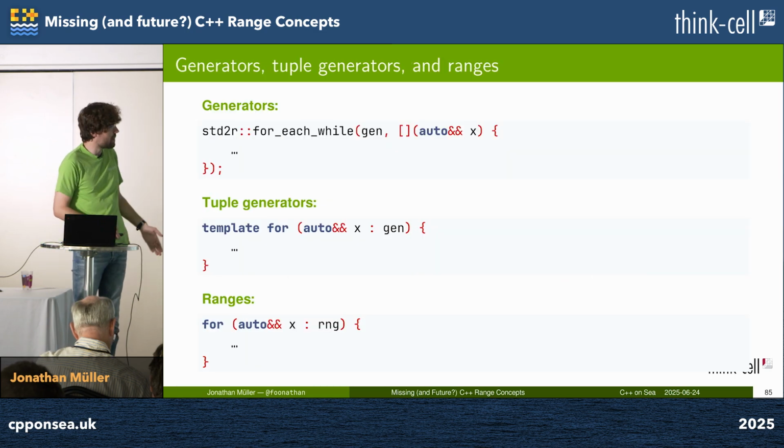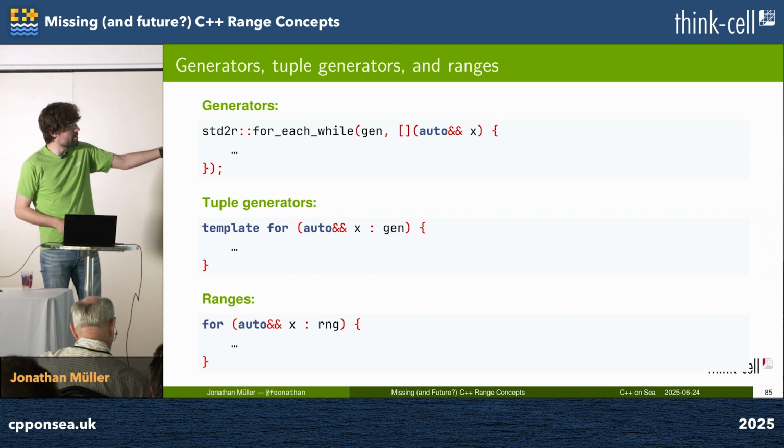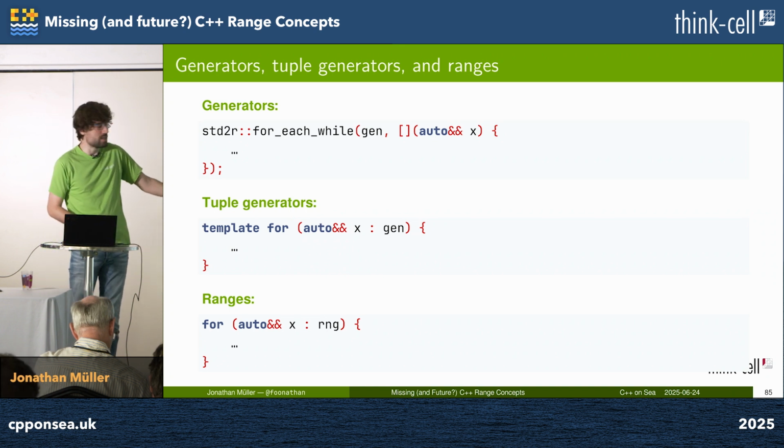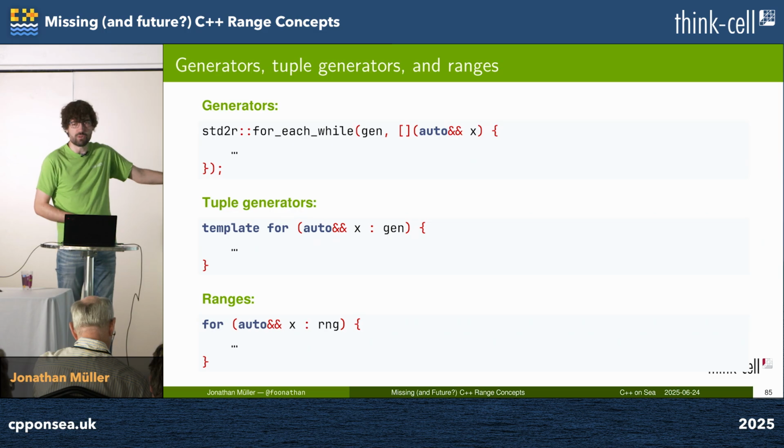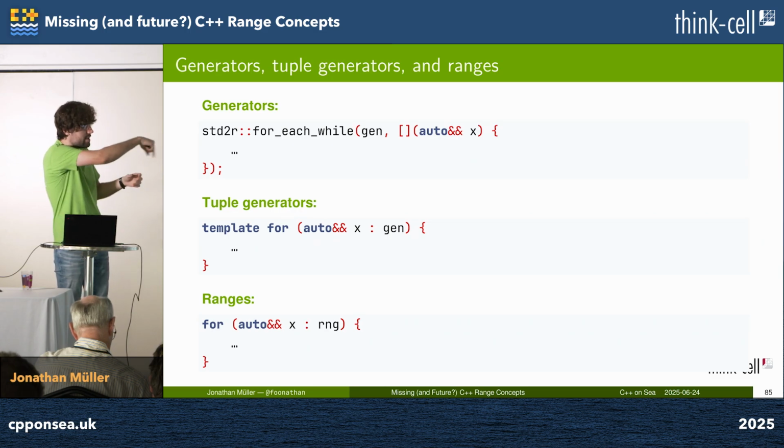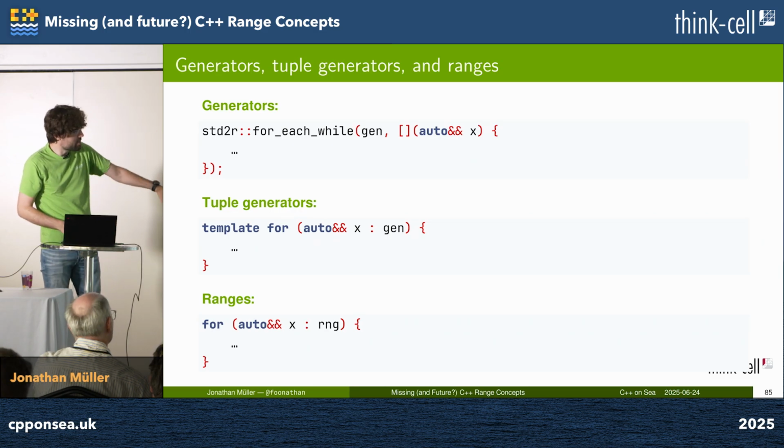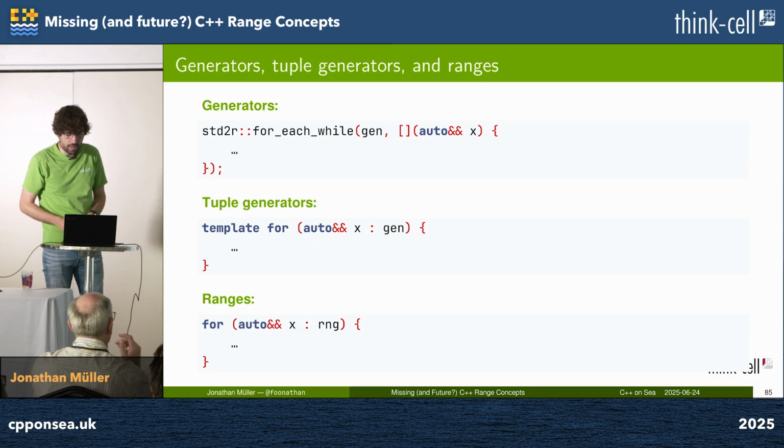And so this leads to this thing where we have generators. You can iterate over them with for_each_while. If you have a tuple generator, you can iterate over it with the upcoming template for, because template for essentially invokes get a whole bunch. And if you have a regular range, use the regular for loop.